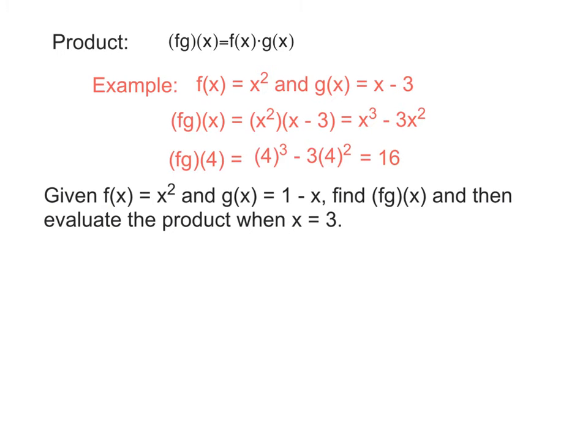So once again, I'd like you to pause the video, and given the fact that f of x is equal to x squared and g of x is equal to 1 minus x, I'd like you to find the product function fg of x, and then to evaluate the product function when x equals 3. Again, post your answers in the drop box. Once you're finished, you may resume the video.